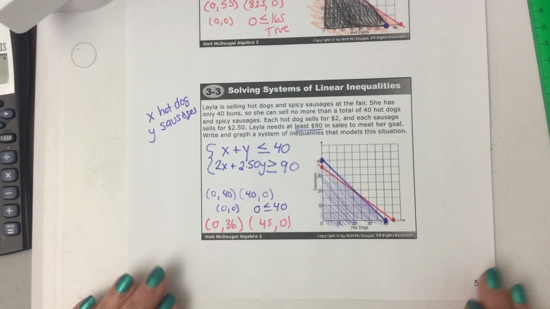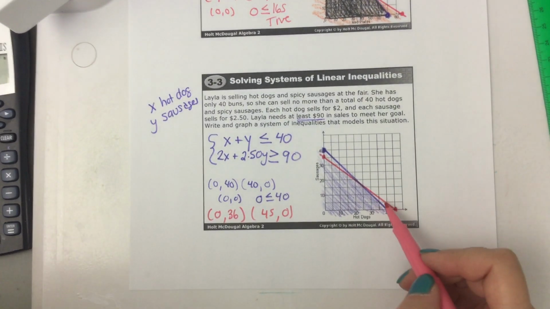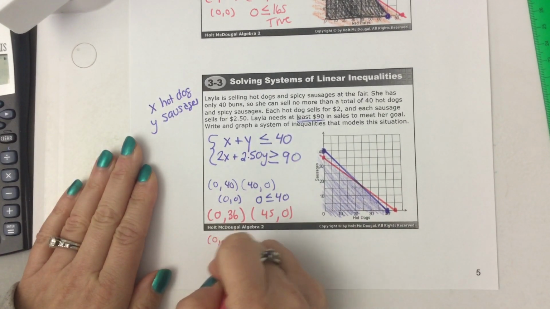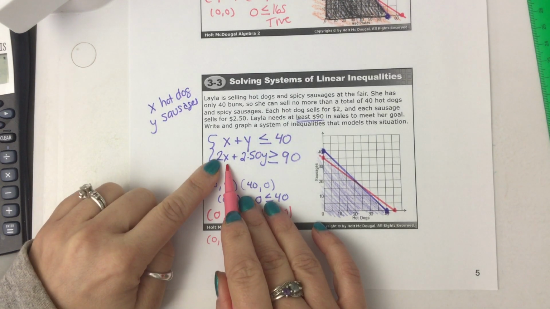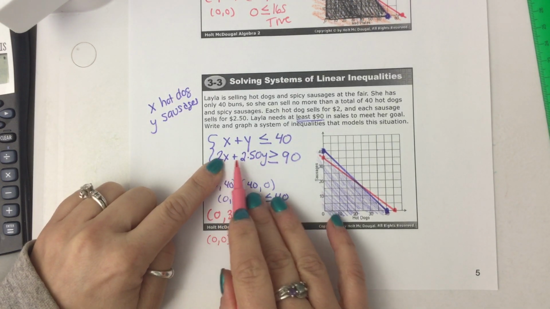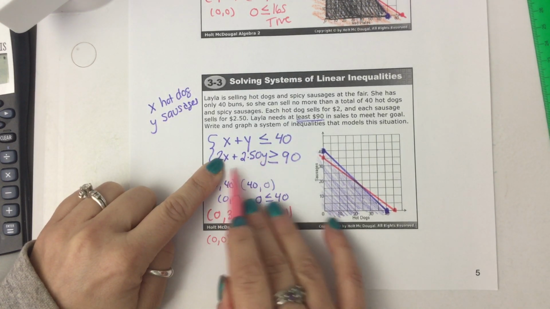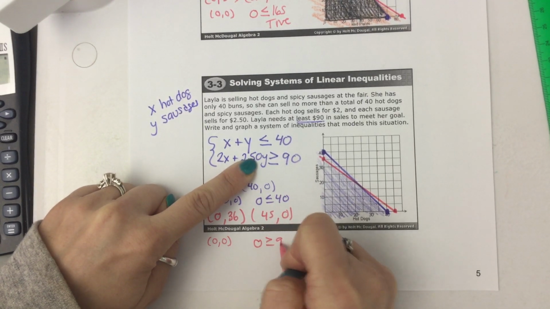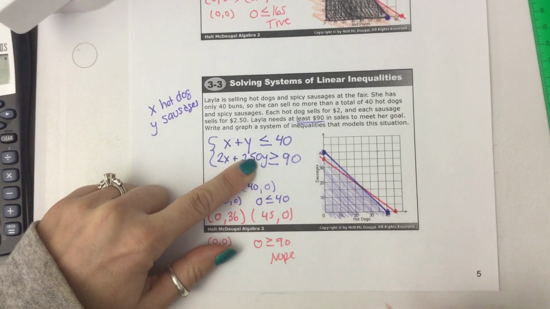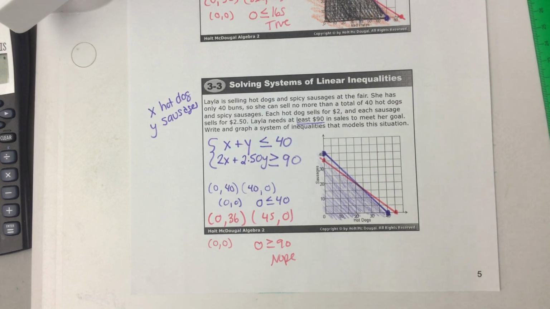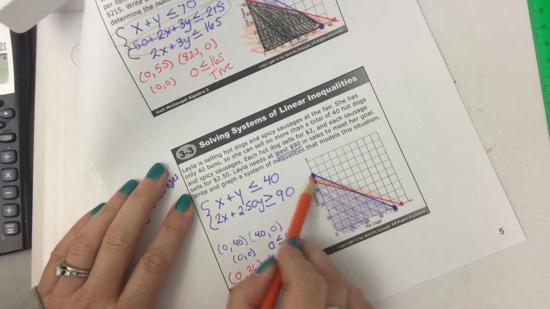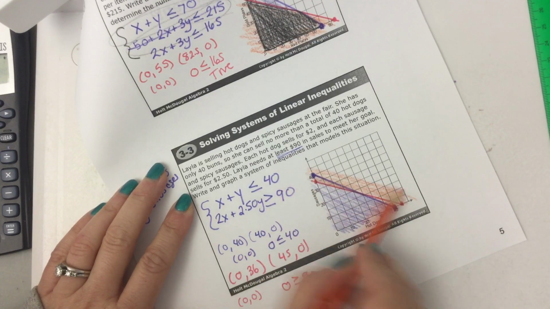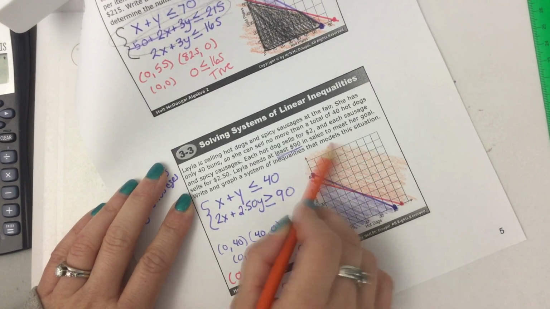Okay, here we go. Let's go ahead and check. I can test (0, 0). 2 times 0 is 0. 2.50 times 0 is 0. 0 plus 0 is 0. Is 0 greater than or equal to 90? Nope. So check this out, you guys. This is a wild question. I hope you're still on here. Okay, let's keep going. So if I shade this way because 0 was the false side, poor Layla.